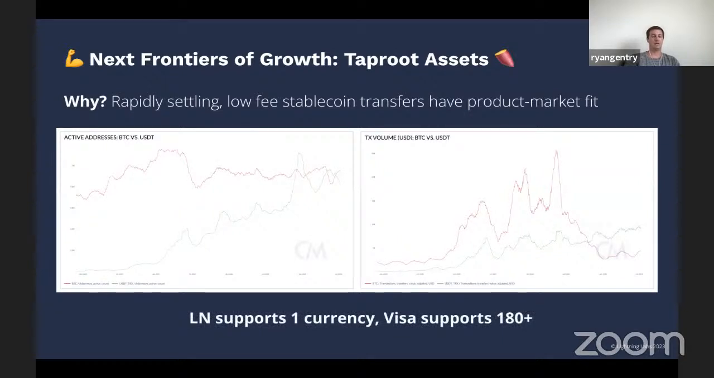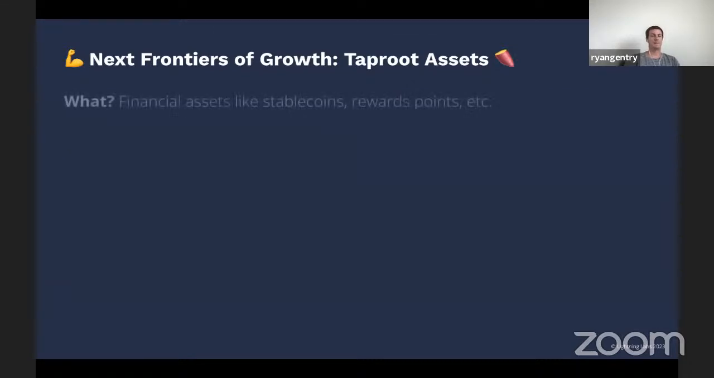As a final thing, again, if Lightning's destiny is to disrupt the open card networks, Lightning supports one currency today, Bitcoin. Visa supports 180 currencies, and so leveling that playing field with Taproot Assets is, I think, a really exciting and encouraging growth thing to support.